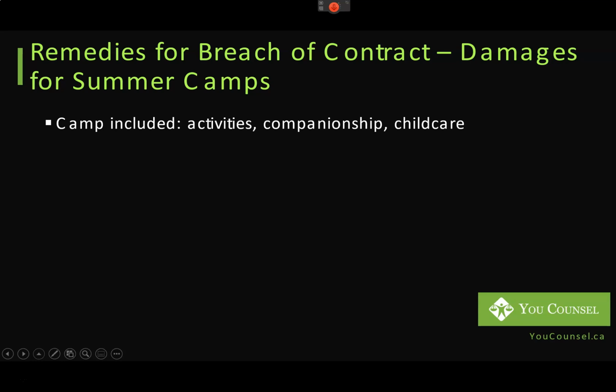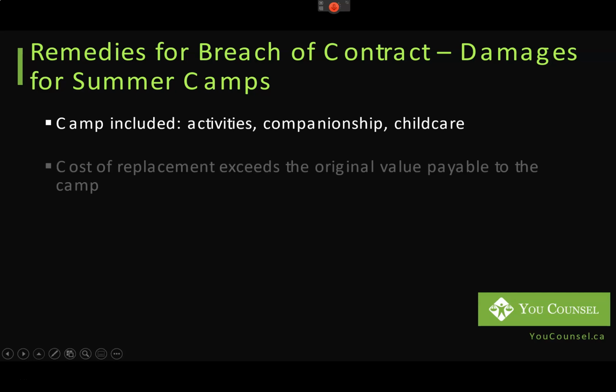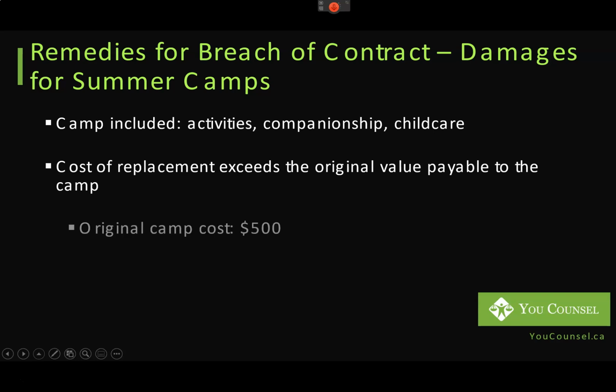So in an ordinary camp, let's take the example of a STEM camp, there are certain activities that the child is going to be involved in. There is certain companionship with other children in that camp. And then, of course, there is childcare if the child is of an age that childcare is needed. So those are sort of the automatic components of a camp. Now, if the camp provider has breached the contract, they're not providing you the camp activities, then you have to replace those activities or at least the childcare or whatever you need to do.